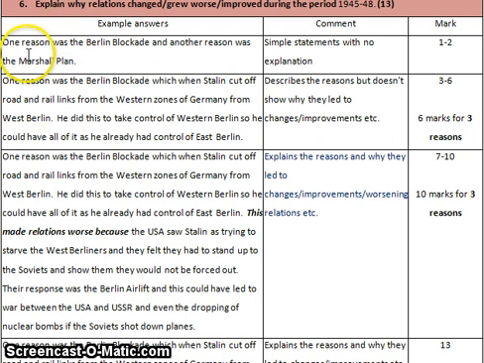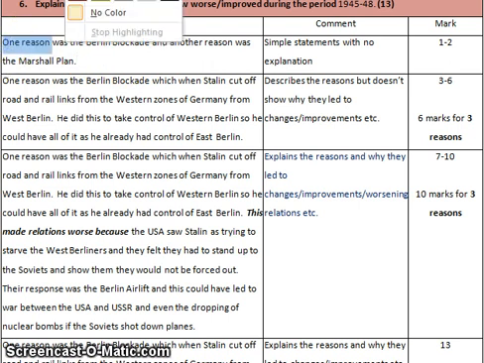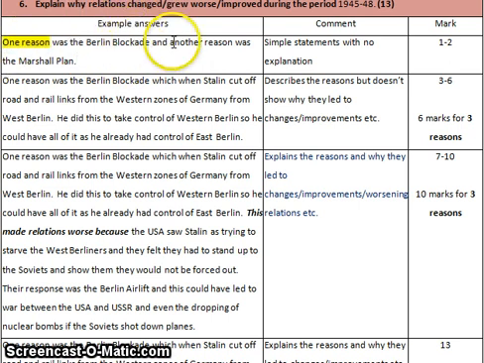This is the first one. One reason was the Berlin blockade, another reason was the Marshall Plan. Okay, now obviously it's very simple. Only gets 1 to 2 marks. They've used starting language, which is good. One reason and another reason. So they've laid it out quite well, but there's no explanation whatsoever, so it's quite poor. Only gets 1 to 2 marks.